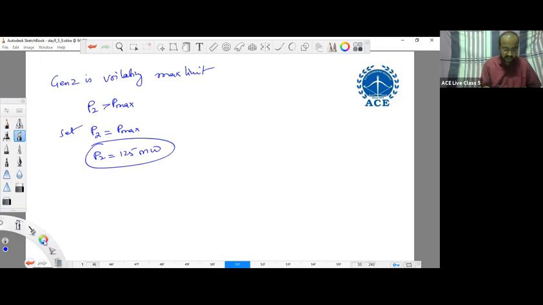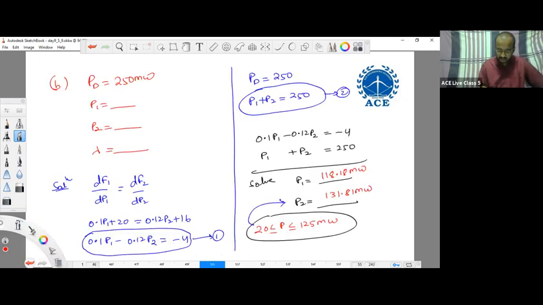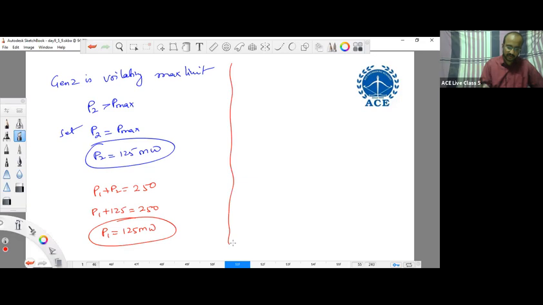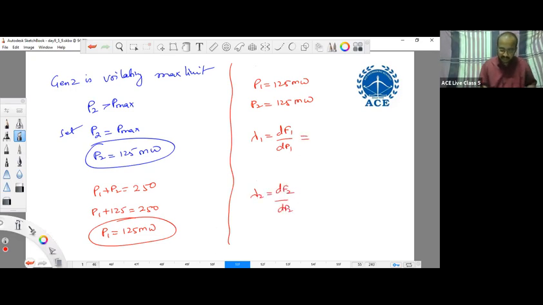Now what about P1? Here P1 plus P2 is equal to how much? 250. So P1 plus 125 is equal to 250. So P1 is equal to 125 megawatt. So you got P1 equal to 125 megawatt. P2 is also equal to 125 megawatt. So what about lambda 1? dF1 by dP1. What about lambda 2? dF2 by dP2.